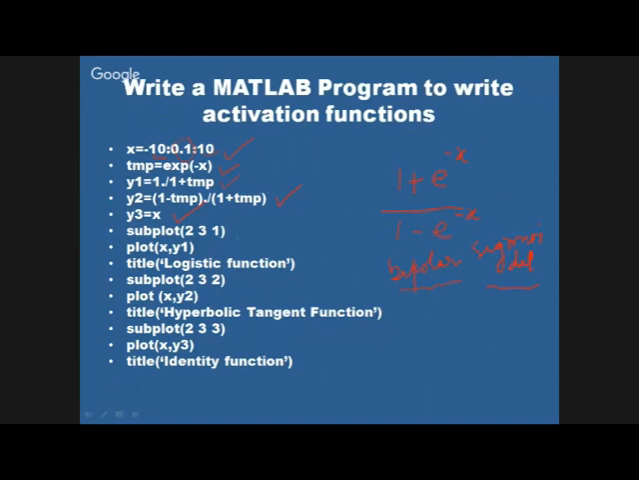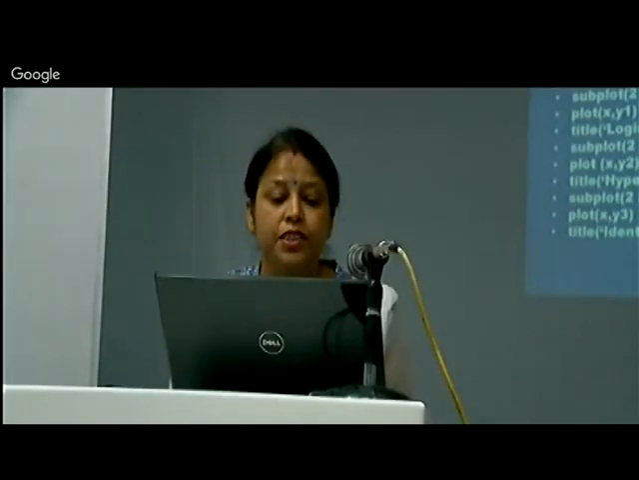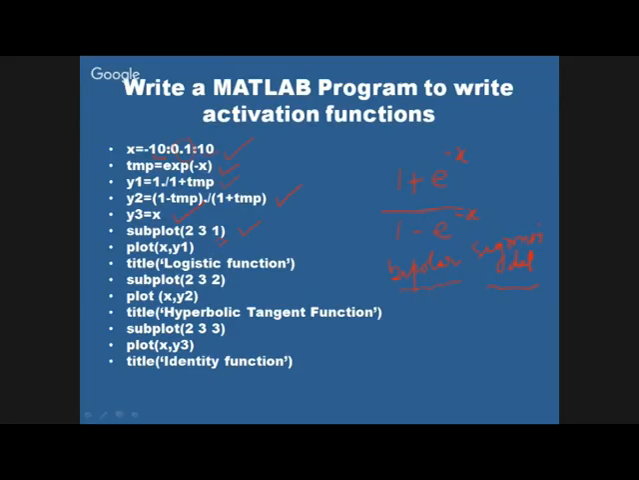After that, what we have done, we have given the subplot. Subplot you must be knowing, that is 2 and 3, that means 2 rows and 3 columns, right? That means 2 into 3, 6. Out of 6, the first will be given the plot y1, the second one will be plot y2, and the third one will be plot y3. Simple command we have given. 3 functions we have generated and 3 functions we have plotted.